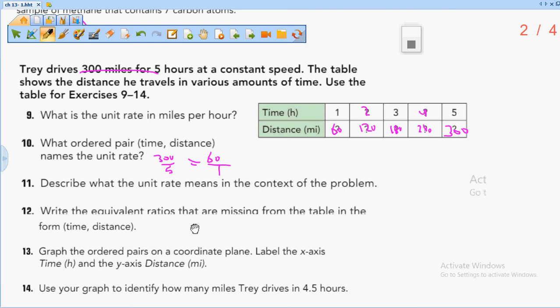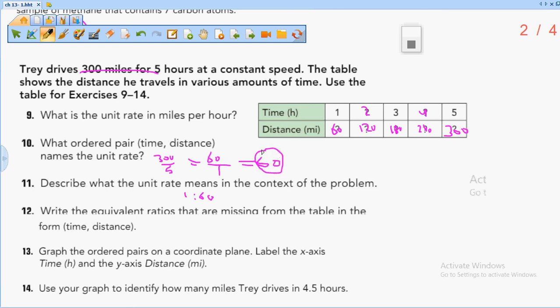Now the second one, name the unit rate. The unit rate here, again, it's 1, 60. Describe what the rate means in the context of the problem. I can say for every 1 hour Trey drives, he travels 60 miles. Again, question number 11. For every 1 hour, he travels 60 miles. Now, question 12. Write the equivalent ratios. We wrote it here before. 1 to 60, 2 to 120, 3 to 180, because here the ratio is 60.